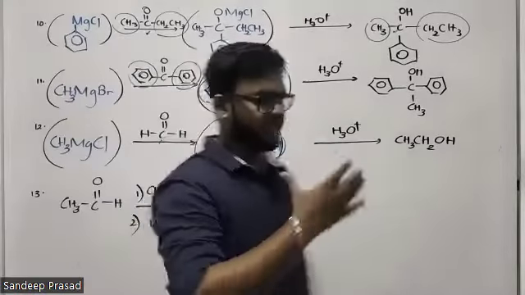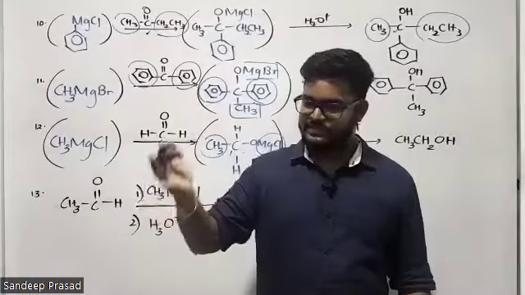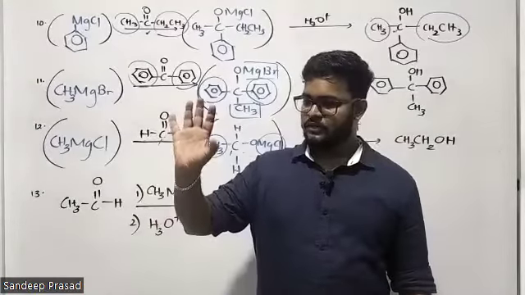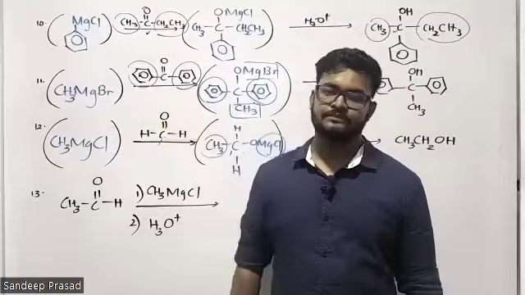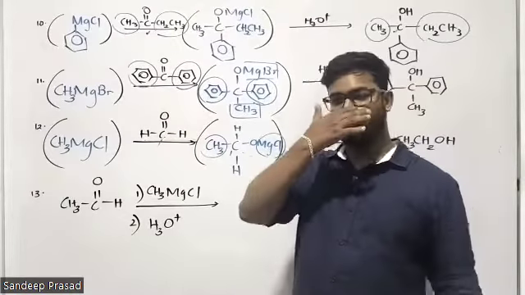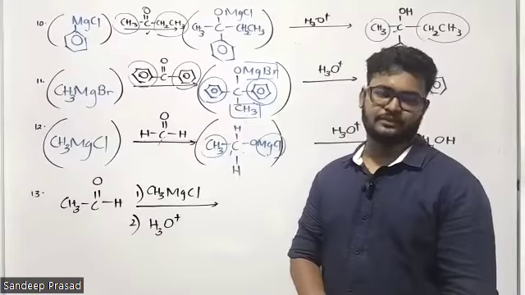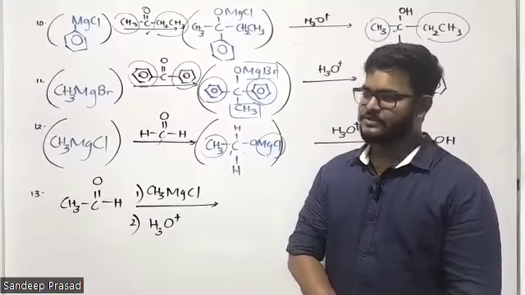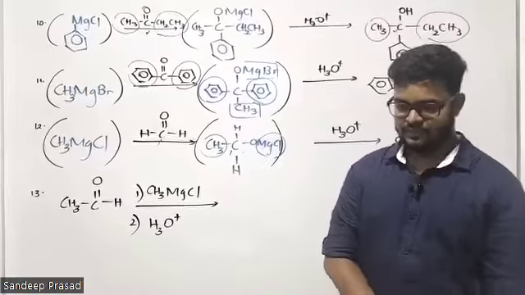Remember, students, when we are adding a Grignard reagent, MgCl, MgBr, MgI, chlorine, bromine, iodine, these three halogens are okay. You can use them as well. So why are we not using fluorine? Fluorine is not used because fluorine is highly electronegative, right? Therefore, the Grignard reagent is not stable with fluorine. Got it?